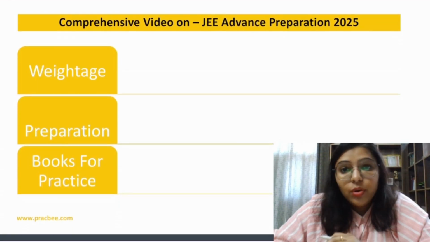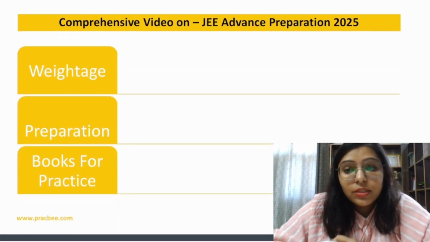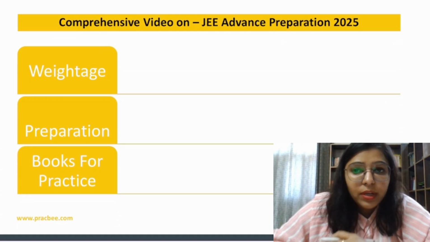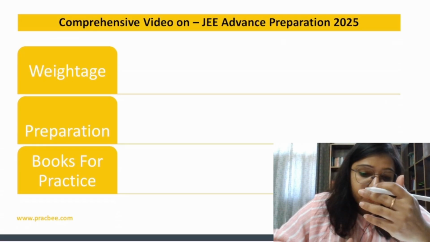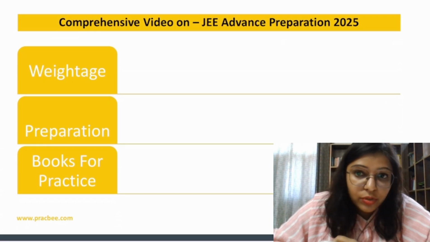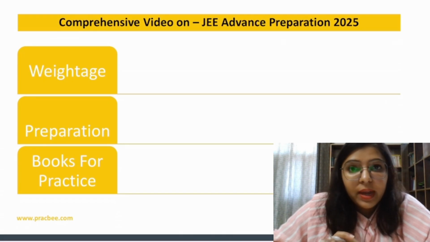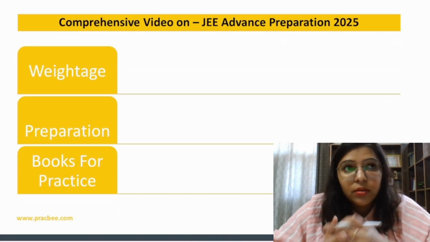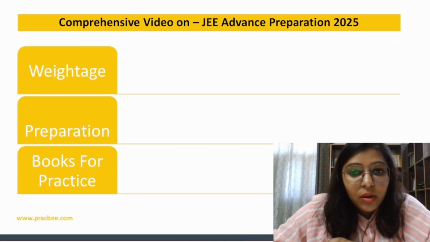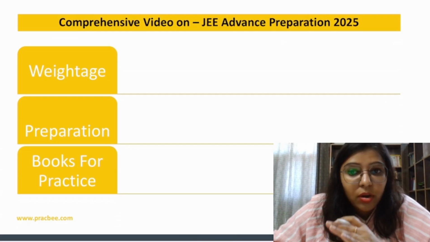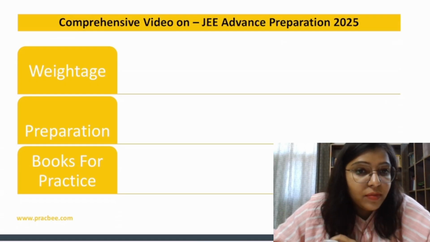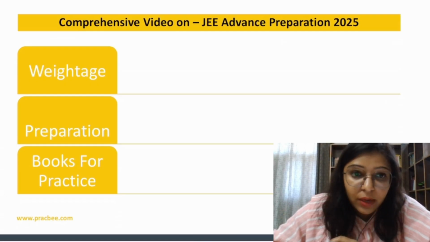So in this video, we are going to discuss the weightage of the chapters, then how to prepare, and what are the books you can opt for in order to practice the questions. When it comes to practice for JEE Advanced, there is no need to do 100% of the syllabus, right? You can cover those topics which are of high weightage. And if you can do well 70 to 80% of the syllabus, then you can get good marks in your JEE Advanced.